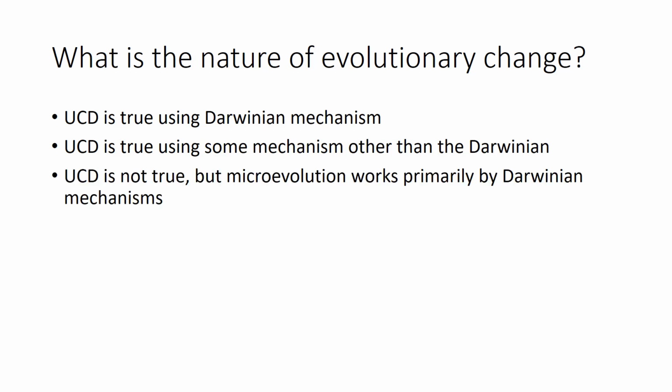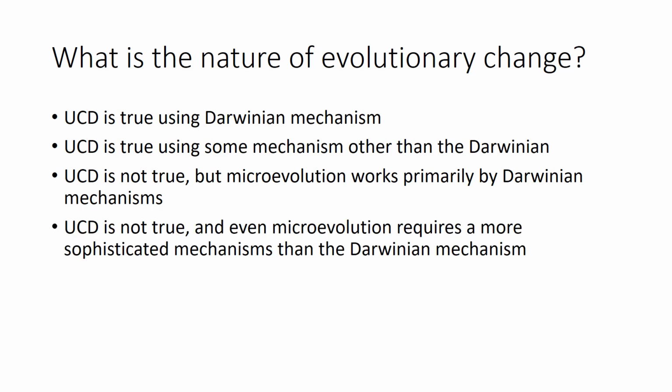The next one, this is an interventionist hypothesis. Universal common descent is not true, but microevolution works primarily by Darwinian mechanisms. And the last one, again, another interventionist perspective, universal common descent is not true, and even microevolution requires some more sophisticated mechanisms than the Darwinian mechanism. So as we go through these slides, I want you to keep these hypotheses in mind.